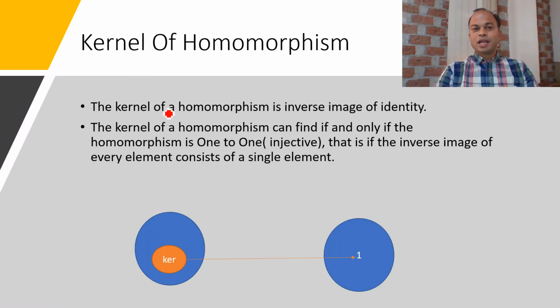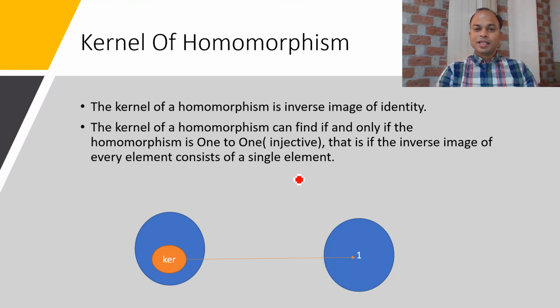This is our kernel of homomorphism. Say we have two groups, this is group G, this is our group H, and we have the inverse image of identity. Inverse image of identity is called the kernel. I mean, one is available here, one is the image, and the inverse of one is demonstrated here by the kernel. So this kernel is basically the inverse image of identity.